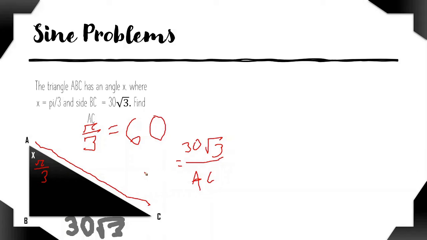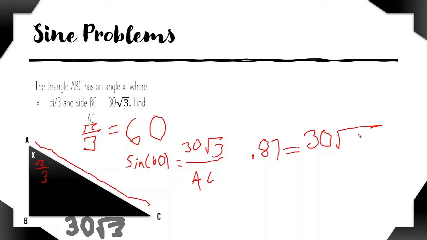And that's equal to sine of x, which we already know is sine of 60. What is sine of 60? So we can use a normal calculator to figure out what sine of 60 is. So sine of 60 is equal to 0.87, because I wanted to round that up. And then that would equal 30 multiplied by the square root of 3 divided by AC.